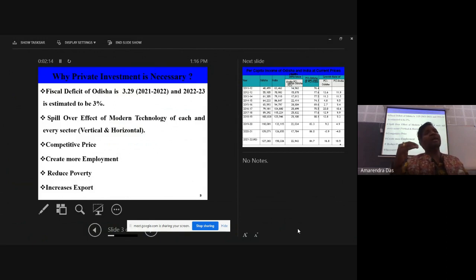The third point is about private investment offering products at a competitive price. In the inaugural session, Mr. Panchanan sir was saying he only wears the dhoti and all other products are from MNCs. But when the indigenous or local product cannot be produced at a competitive price, people are forced to use the MNC product. Another thing is that it creates more employment.